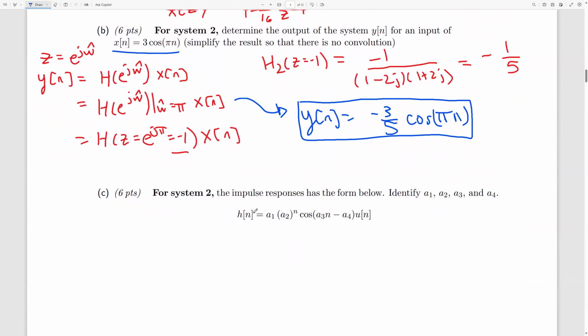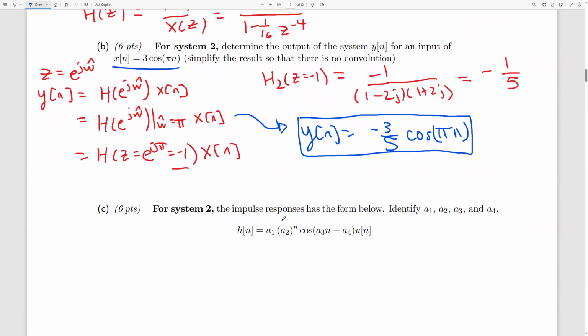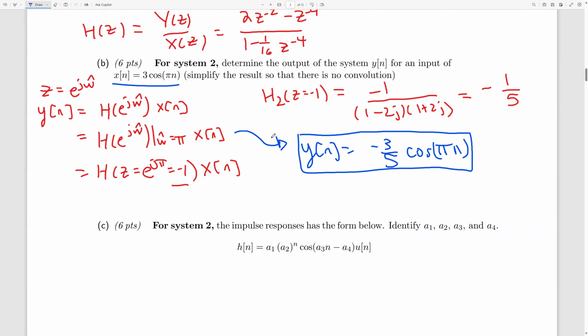Next, for system 2, the impulse response has the form below. Identify A1, A2, A3, and A4. It should match up to this impulse response, h of n equals A1, A2 to the n, cosine, and u of n.